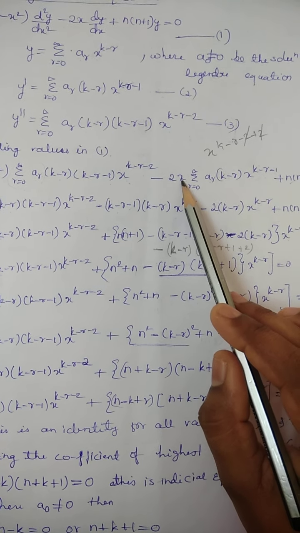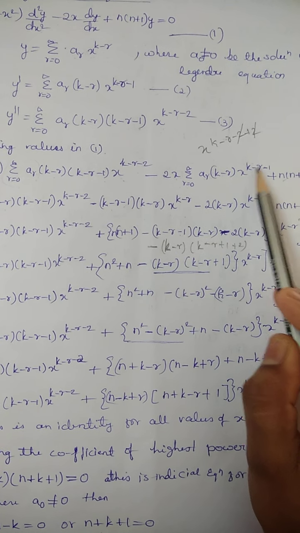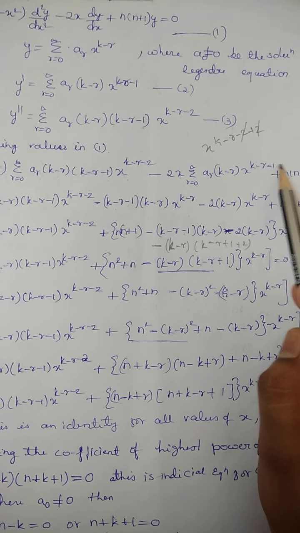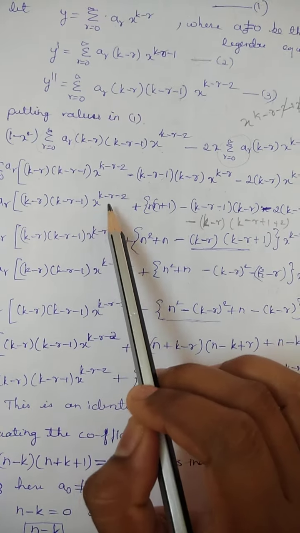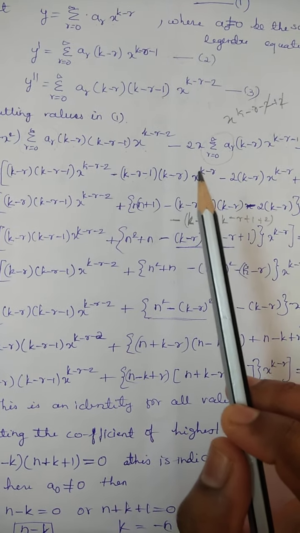Okay, again this x will multiply with this power, so it will be plus 1. Okay, and plus 1 minus 1 get cancelled, x raised to k minus r, and this 2 as it is k minus r, and summation this we have taken common. Now n into n plus 1 x raised to k minus r is equal to 0. Okay, now here the first term we can write as it is, there is no change.